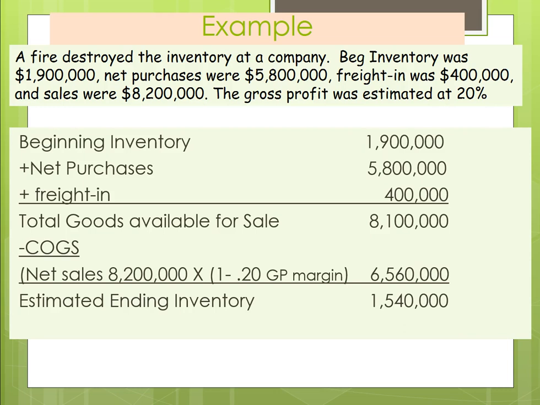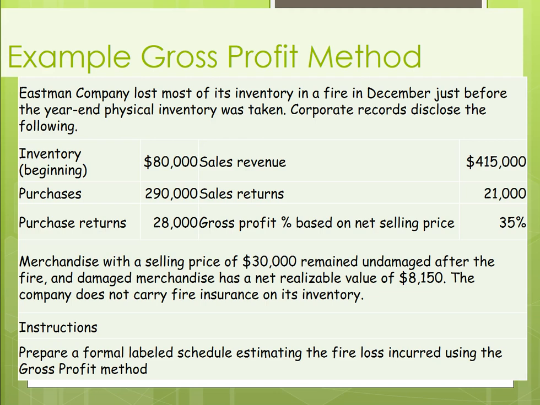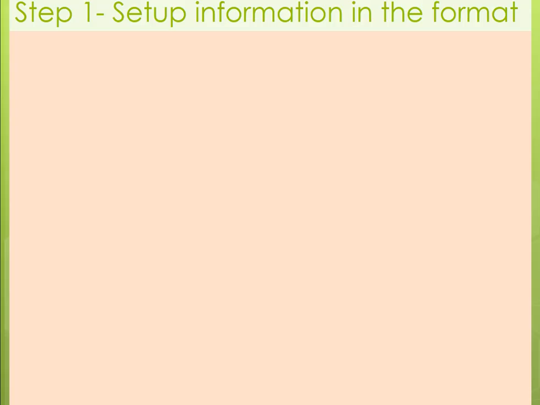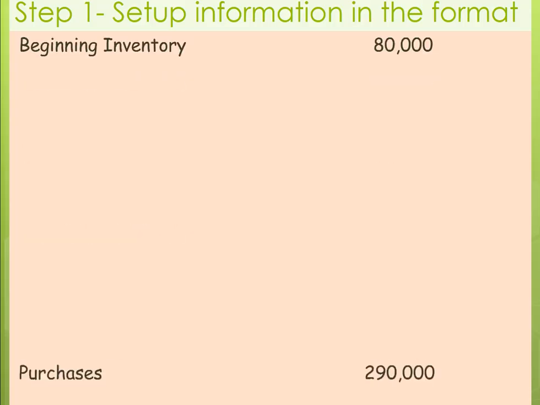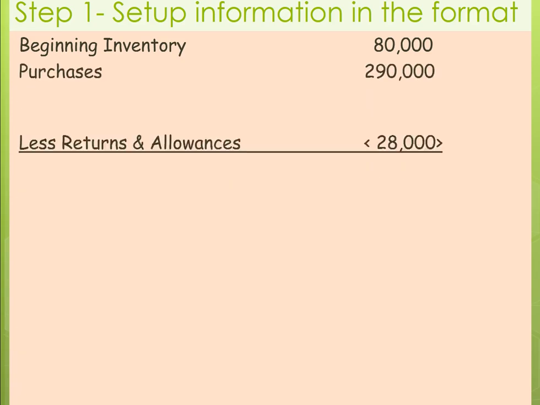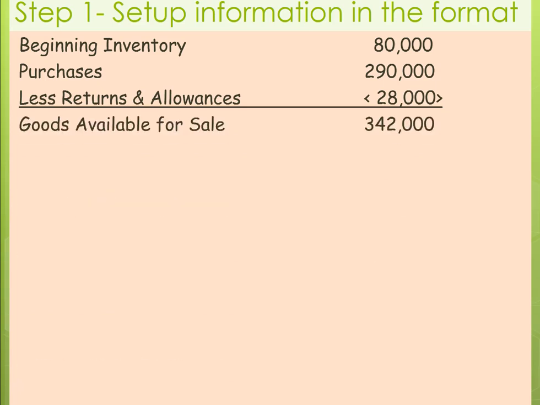I'm going to give you one more example to make sure you understand this. Now in this example, we have a company, they had a fire, and they also have some leftover goods. So we're going to use our formula and figure out how to do this. Again, this gives us gross profit, so we don't have to do any conversion. So first, we're going to determine cost of goods available for sale by taking our beginning inventory, purchases, less returns and allowances. We get goods available for sale.